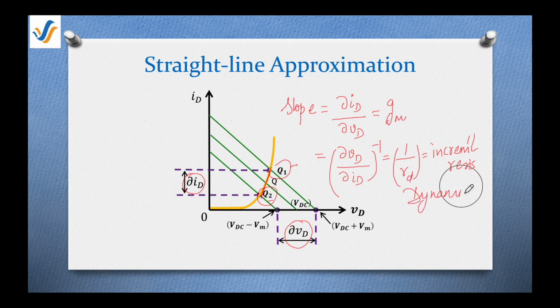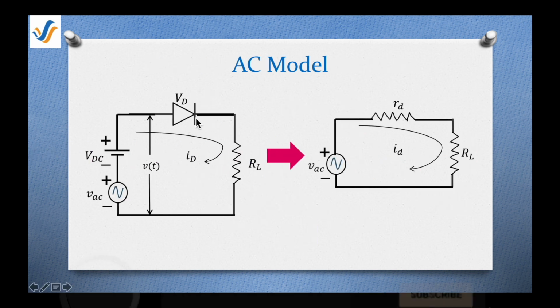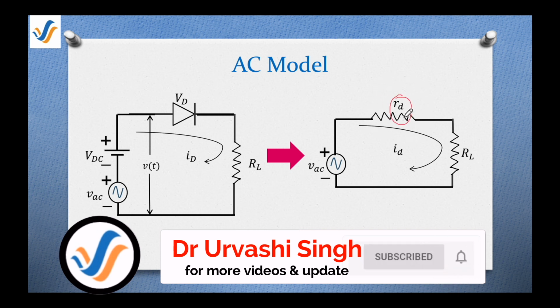Why dynamic resistance? Because dynamic means variable, varying. Static means fixed. So it is varying, that's why del, the differentiating symbol. And if it is incremental resistance, then this GD is called incremental conductance. This means that due to a small signal in the circuit, a diode can behave as a resistance. Therefore, in AC modeling, we can replace a diode with a resistance called the dynamic resistance.